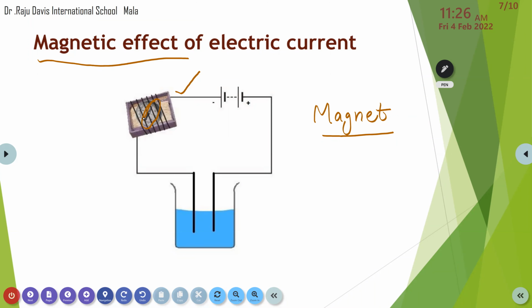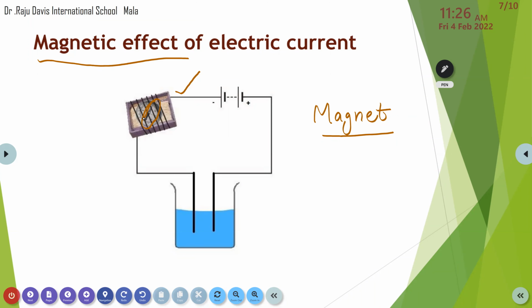Otherwise, when we take tap water, is there any deflection? Yes, ma'am. When we take tap water, there is a deflection because tap water is a conductor of electricity. That time the needle deflects. Otherwise, when we take distilled water, there is no deflection in the needle. So this type of effect of current is known as the magnetic effect of electric current. Magnetic means movement in that magnetic needle.